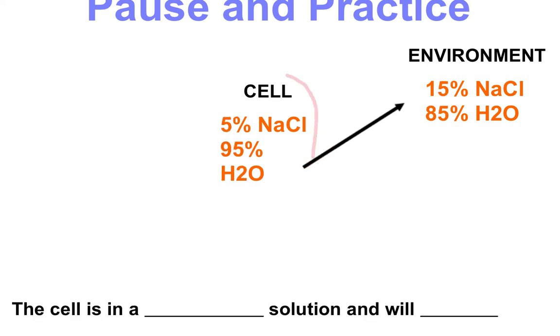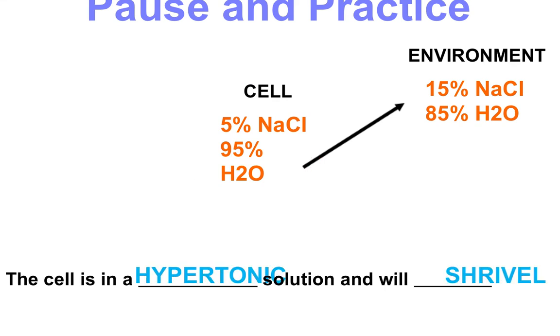Let's try another example. Here I have a cell. It's 5% sodium chloride and 95% water. And on the outside, its environment, it's 15% sodium chloride and 85% water. What do you think will happen? The cell's going to shrivel because the solution on the outside has a lesser concentration of water. It's higher concentration of water on the inside. So the cell is going to shrivel up. It is hypertonic. And water is going to move from inside of the cell to outside of the cell.